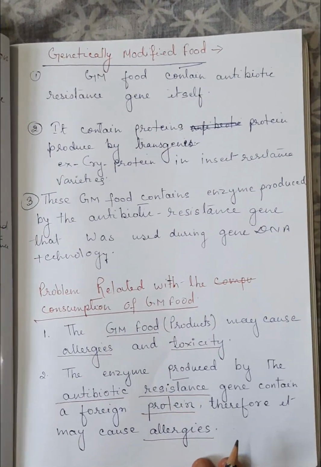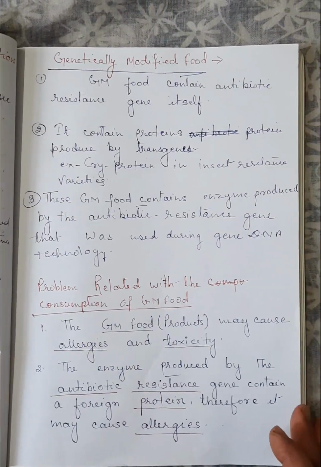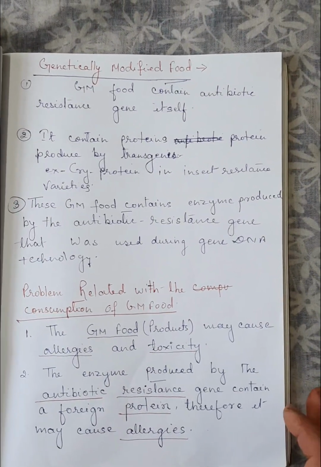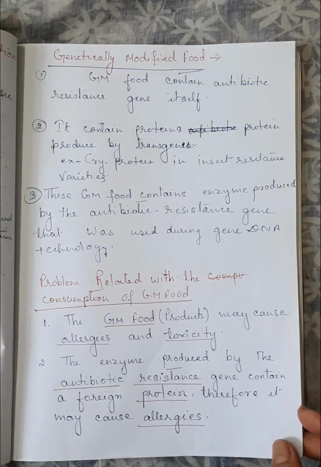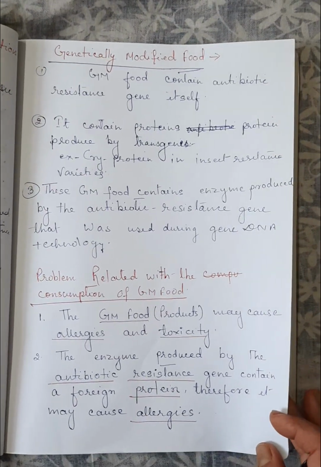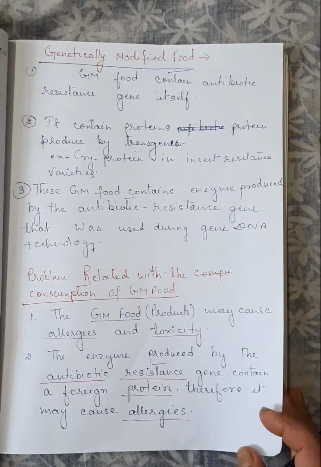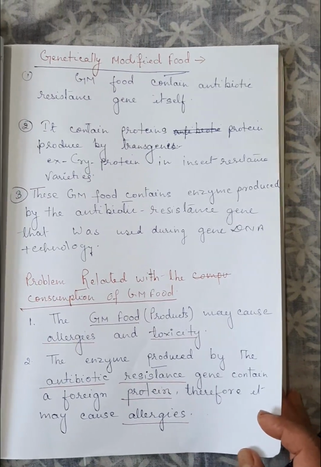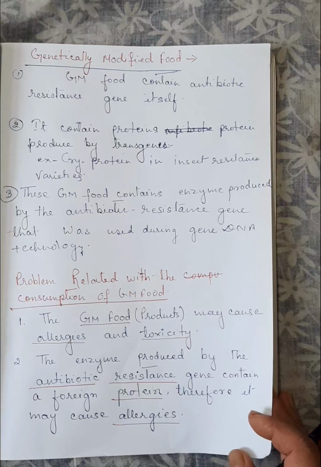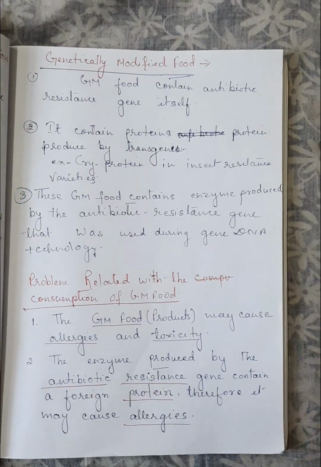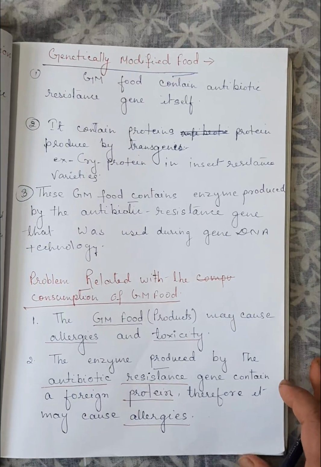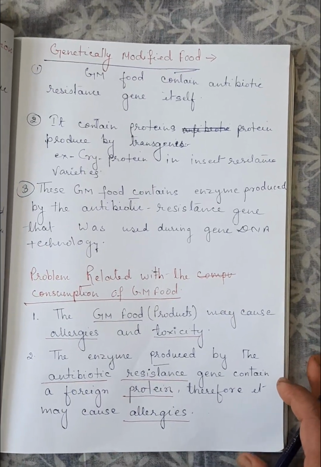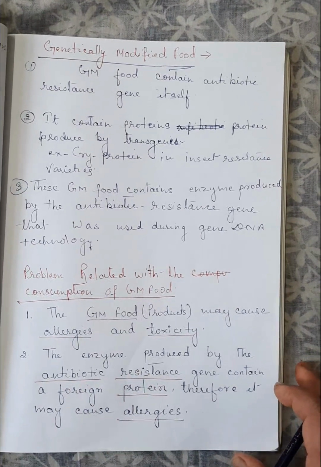Genetically modified food contains antibiotic resistance genes itself. It contains proteins produced by transgenesis, like the protein in an insect resistant variety. These GM foods contain enzyme produced by the antibiotic resistance gene that was used during the recombinant DNA technology.